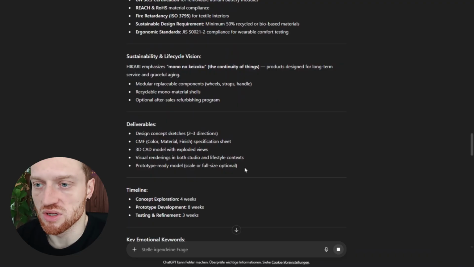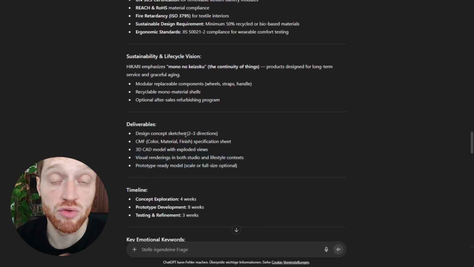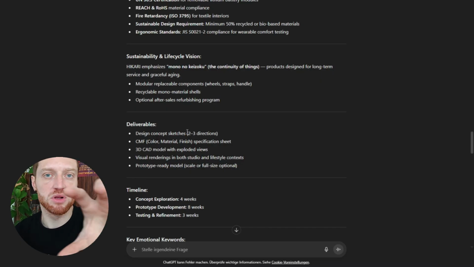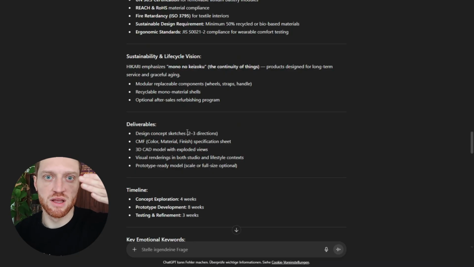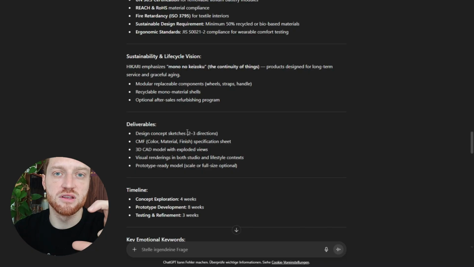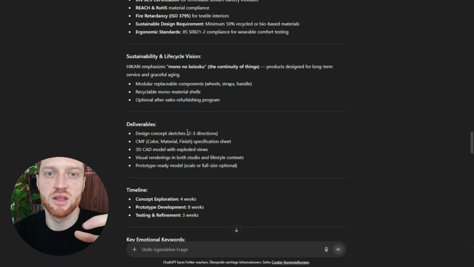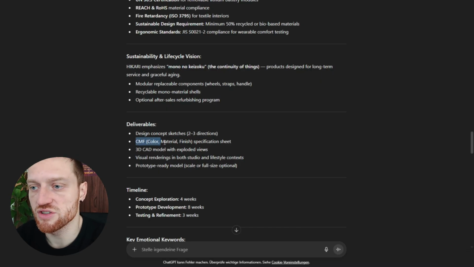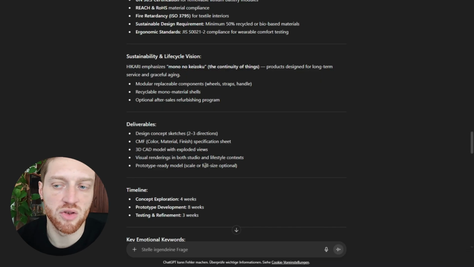All right, it also gives you clear deliverables: design concept sketches, two or three directions. So is that also something in your portfolio that you want to show, that you can come up with multiple concepts for the same design brief that tackle the same problem, but still show a certain versatility in your design language skills, in your translation of the problem into a product, right? So you need to provide a CMF sheet, a CAD model, visual renderings, in-studio and lifestyle context. I think that's interesting and relevant. Prototype-ready model. Is that something you can do or not?